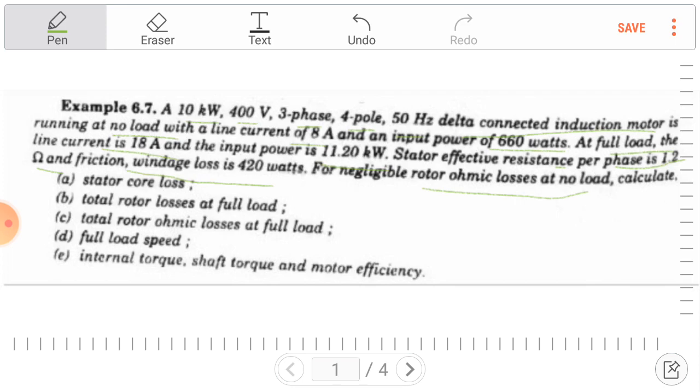So we have to calculate stator core loss, total rotor losses at full load, total rotor ohmic losses at full load, and full load speed and internal torque, shaft torque and motor efficiency.